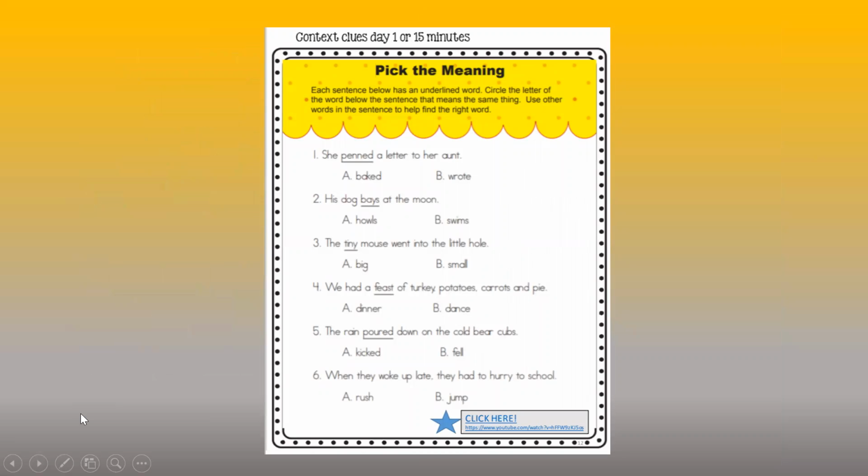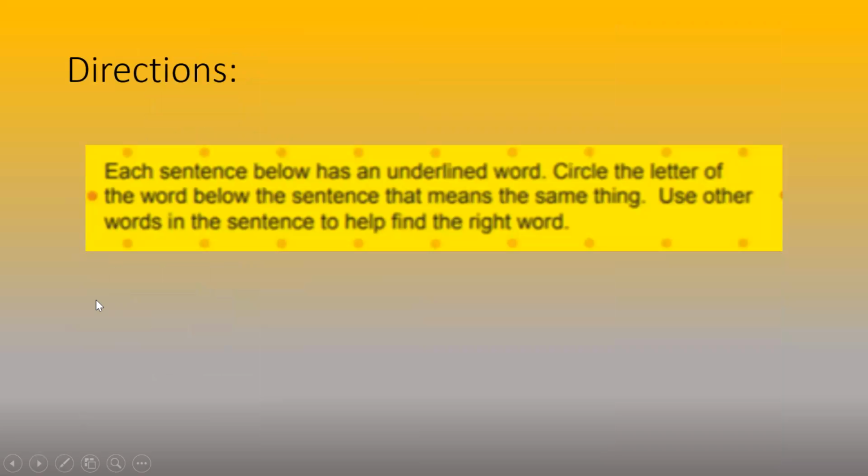So for today, I'm going to be going over page 12 in your packet that says Context Clues Day 1 or 15 minutes at the top. This page is called Pick the Meaning. This will give us practice using synonyms to be able to determine the meaning of the underlined word. So the directions state, each sentence below has an underlined word. Circle the letter of the word below the sentence that means the same thing. Use other words in the sentence to help find the right word.